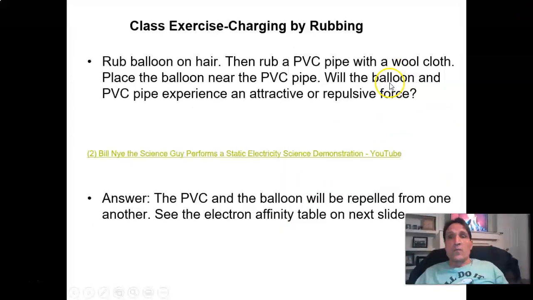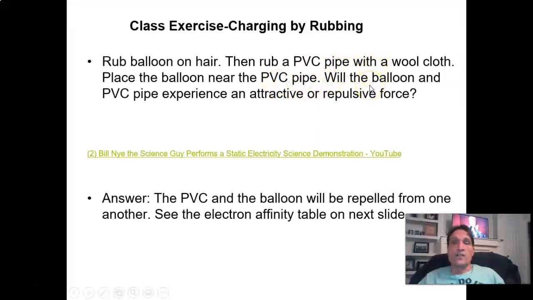So what happens when we put the balloon near the PVC is the balloon has been negatively charged by rubbing it with hair. The PVC has become negatively charged by rubbing it with the wool. And if you put negative charge near negative charge, they will tend to repel one another. And so our prediction is that they will experience a repelling force.